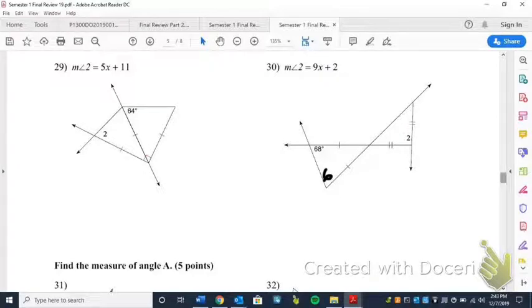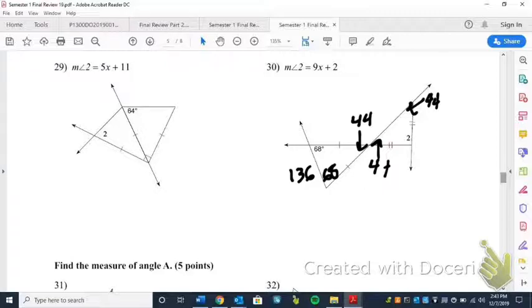30, if one of the bases is 68, the other base is 68. We would then add two of them together. 68 plus 68 is 136. 180 minus 136 is 44. If one set of vertical angles is 44, so is the other one. If one set of base angles is 44, so is the other one.